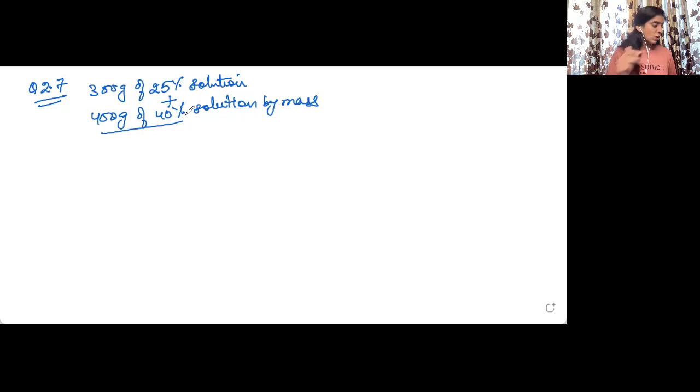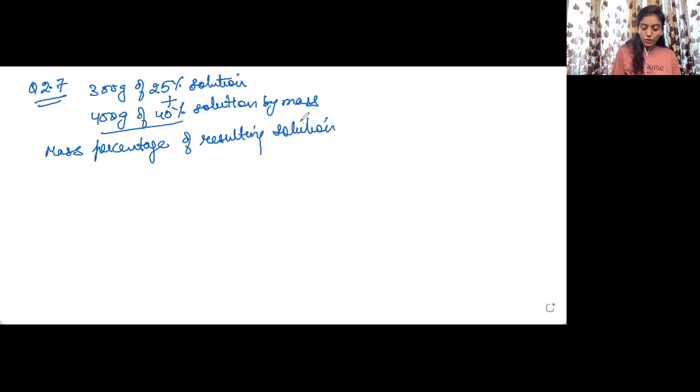Okay, so this has been mixed. What we need to find out is to calculate the mass percentage of the resulting solution. That is, we need to find out what is the mass percentage of the solute and what is the mass percentage of the solvent. Now, first of all, let us find out what will be the total amount of solution.